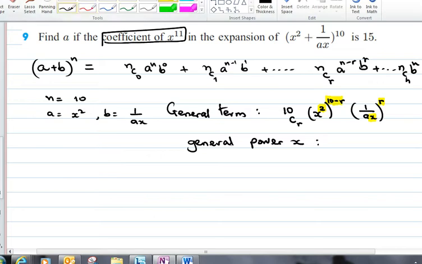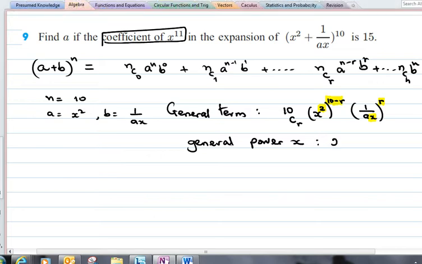Notice how there is an x in the numerator, so this will be x to the power of 20 minus 2r divided by x to the power of r. I have at this point just left out everything else and only considered the powers of x. So the power of x will therefore generally be 20 minus 2r minus r, which is 20 minus 3r.